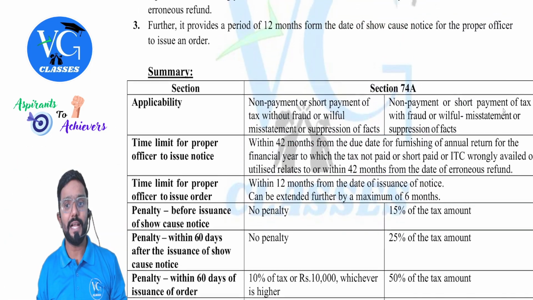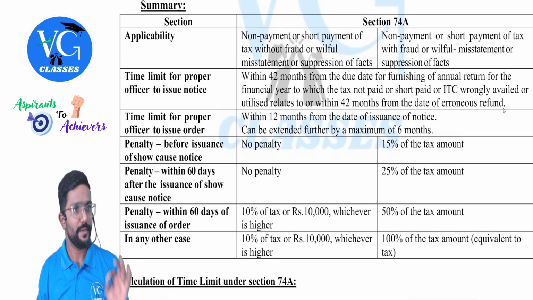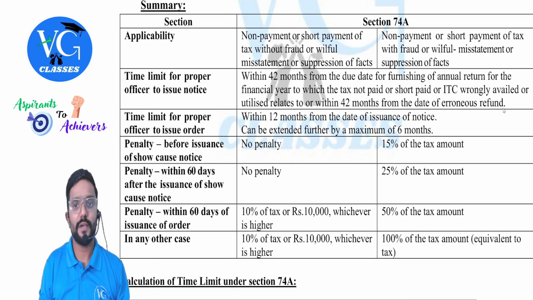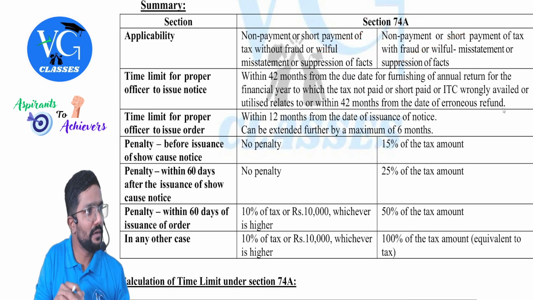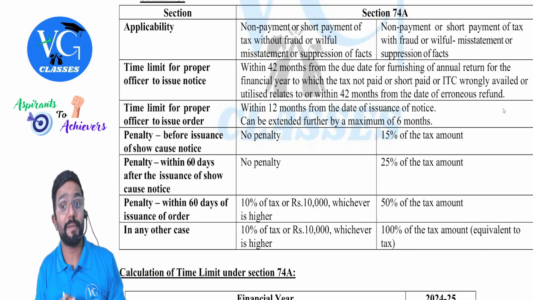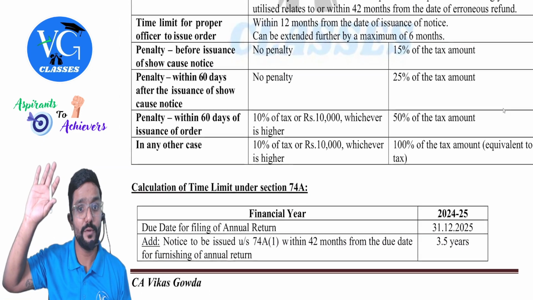Now, coming to the penalty part. Time limit we understood under section 74A. Now 74A covers both the cases, no? Fraud or other than fraud. Both is covered. But penalty is different. Please be careful. Penalty amounts are different.